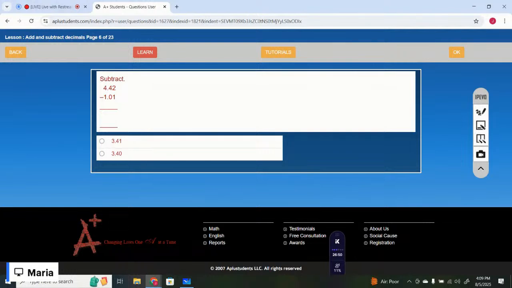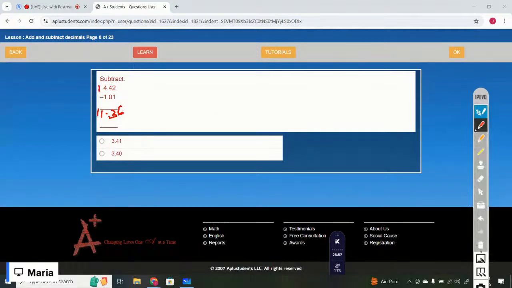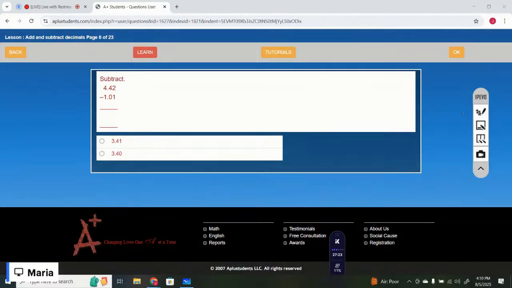Subtract 4.42 minus 1.01. 2 minus 1 is 1. 4 minus 0 is 4 and 4. That is 3.41. Option number 1 is the correct option. That is 3.41.